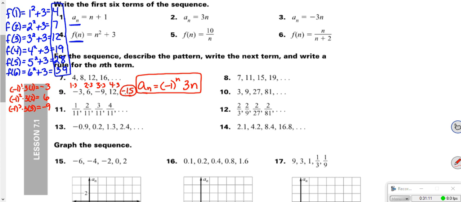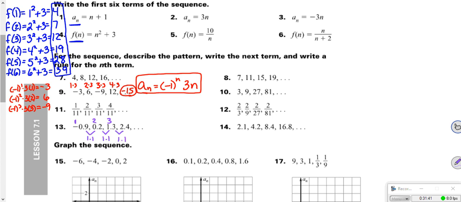On 13, the first thing that jumped out at me was the difference here on each of these is 1.1. You see that? So then how do I use that difference and then get to my first number? Because I have to use the number 1 to get to the -0.9. I have to use the number 2 to get to the 0.2. I have to use the number 3 to get to 1.3 and so on.